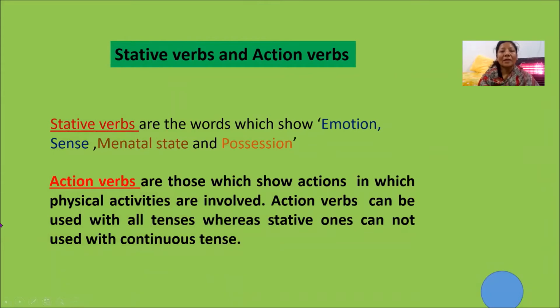What are action verbs? Action verbs are those which show action, in which physical activities are involved. Action verbs can be used with all tenses, whereas stative ones cannot be used with the continuous tense. They are used with all tenses.